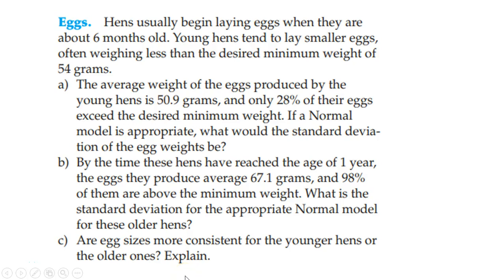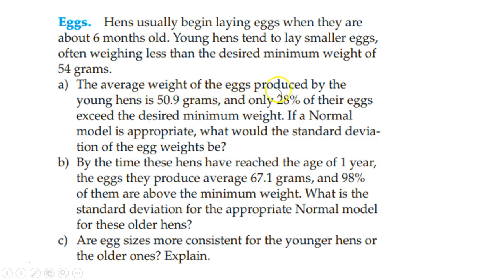All right, we are in Chapter 6, Unit 1 here, trying to finish up some practice problems, and I believe we should be done after this one. It says hens usually begin laying eggs when they are about 6 months old. Young hens tend to lay smaller eggs, often weighing less than the desired minimum weight.